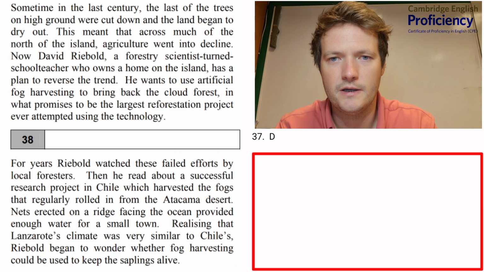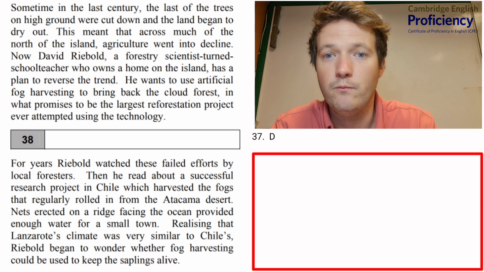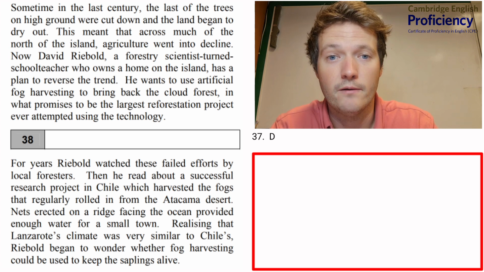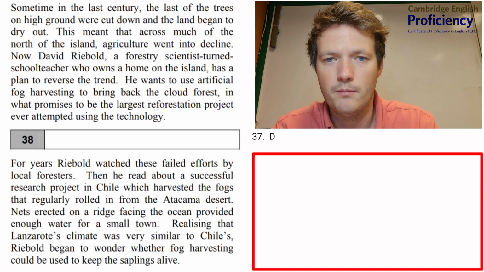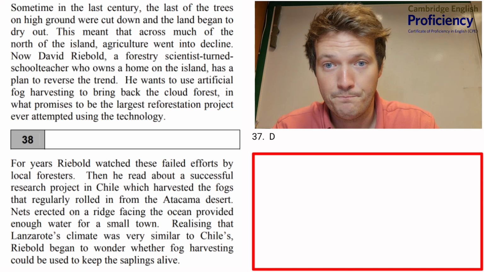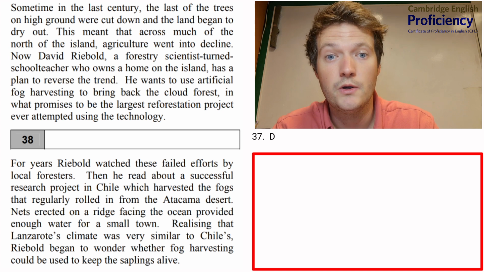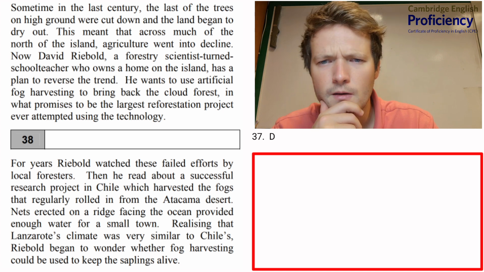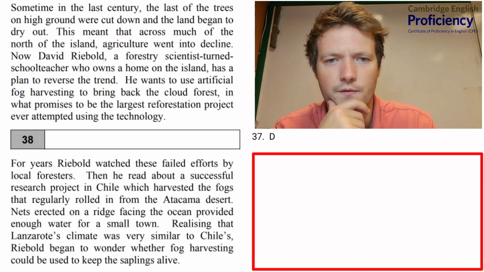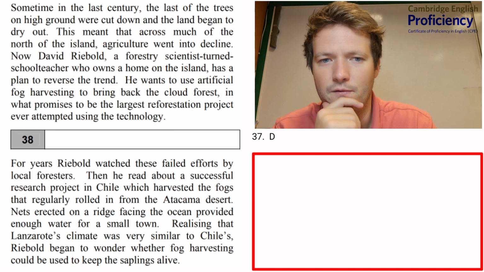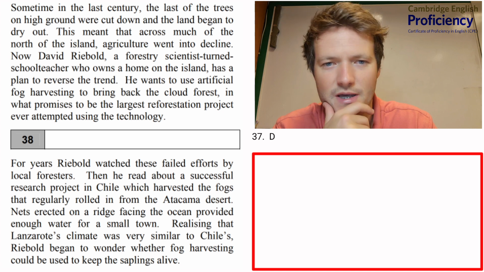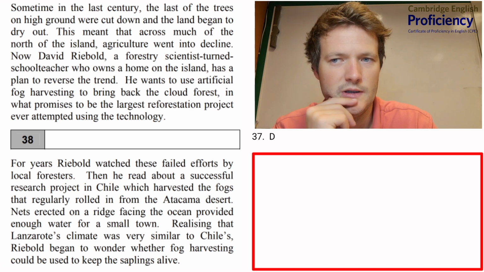So, sometime in the last century, the last of the trees on high ground were cut down and the land began to dry out. This meant that across much of the north of the island, agriculture went into decline. Now, David Rybold, a forestry scientist turned school teacher who owns a home on the island, has a plan to reverse the trend. He wants to use artificial fog harvesting to bring back the cloud forest in what promises to be the largest reforestation project ever attempted using the technology.